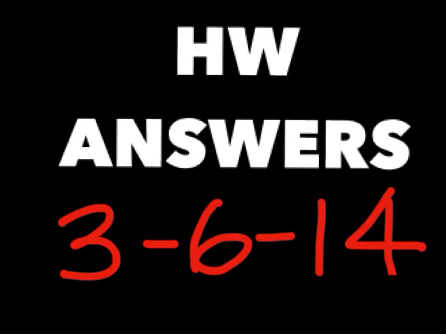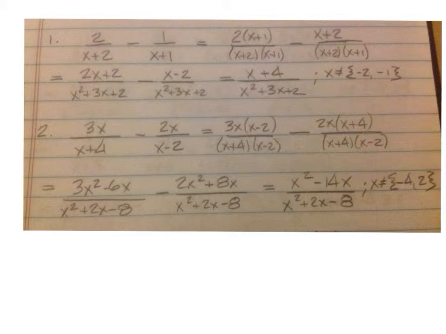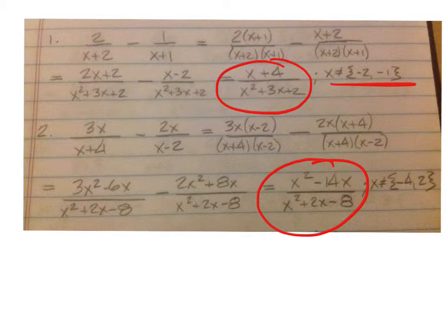Answers from last night. You will get 1 point for the final answer and 1 point for the excluded values if you have all of those values. The answers are the following. Number 1 is x plus 4 over x squared plus 3x plus 2. And the excluded values are negative 2, negative 1. For number 2, you should have x squared minus 14x over x squared plus 2x minus 8. And the excluded values are negative 4 and 2.